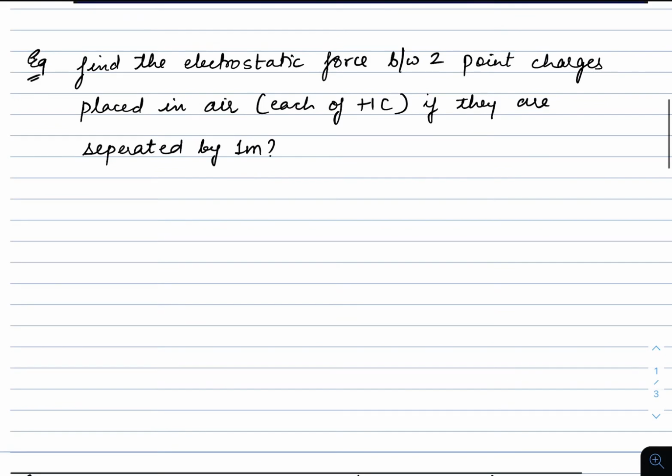The example here is given. Find the electrostatic force between 2 point charges, right? It is given 2 point charges placed in air, right? Medium also is given, each of plus 1 coulomb if they are separated by 1 meter. So in this question they have mentioned that there are 2 point charges, so we can directly apply Coulomb's law, right? So the situation is we have kept two charges q1 and q2, right, at a distance 1 meter.